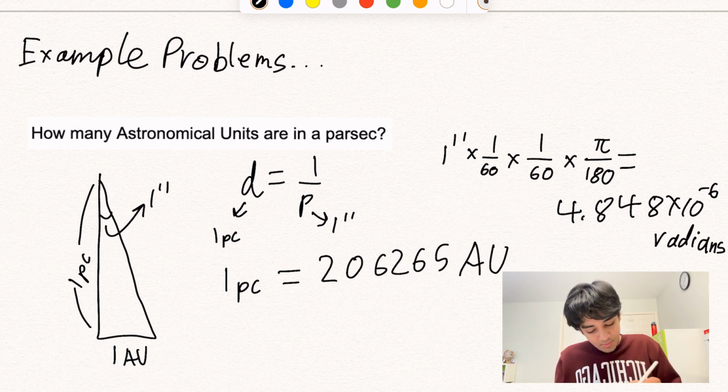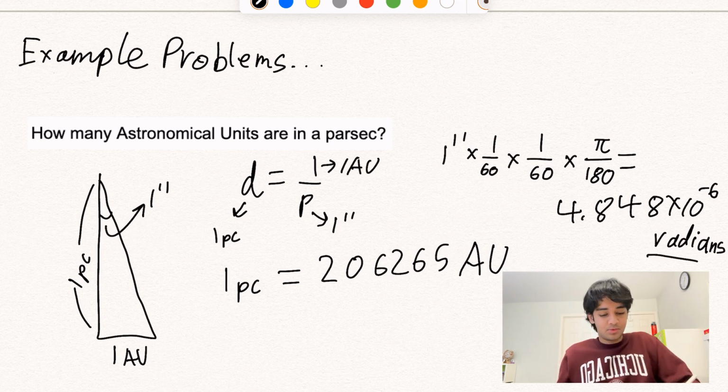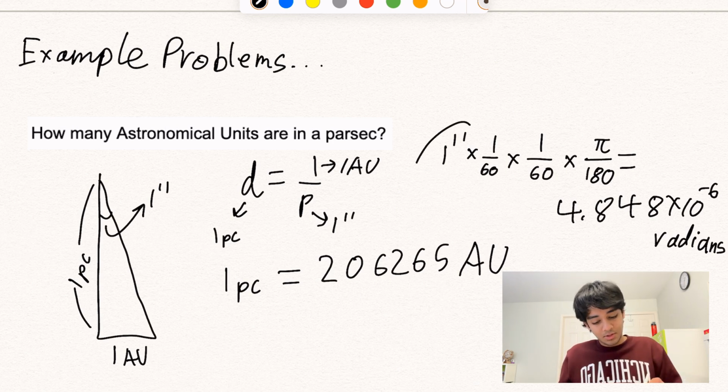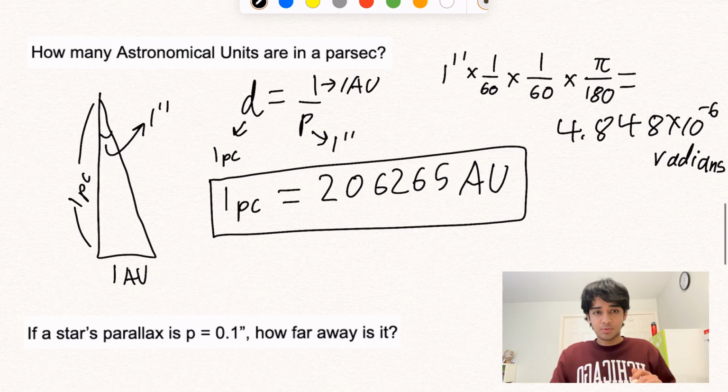astronomical units. Because at the top we had this was 1 AU, and with radians, we don't keep radians in our final answer, but we do have to keep degrees. That's why we converted, so we don't have degrees in our distance answer. And we get 1 parsec is 206,265 astronomical units, and that's our final answer. Let's move on to the next problem.